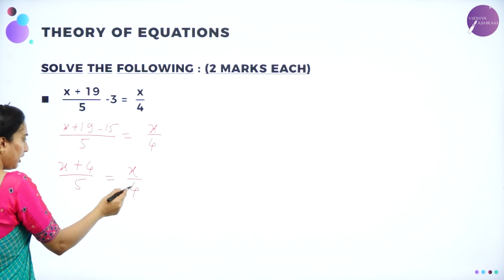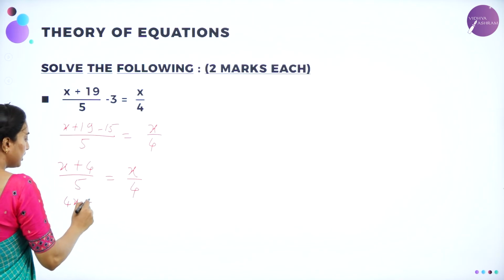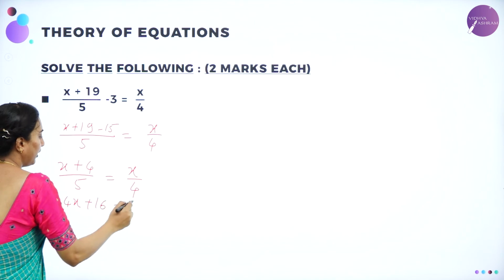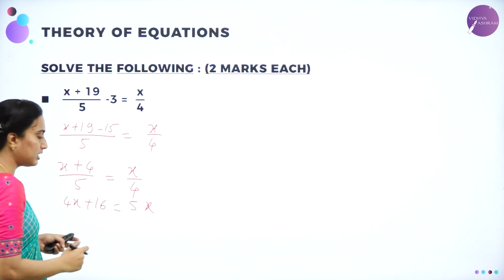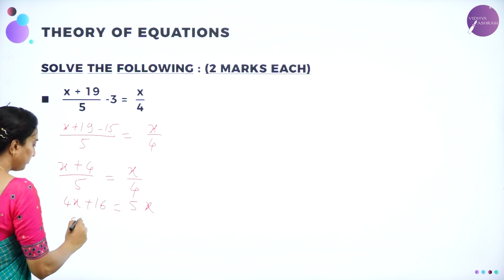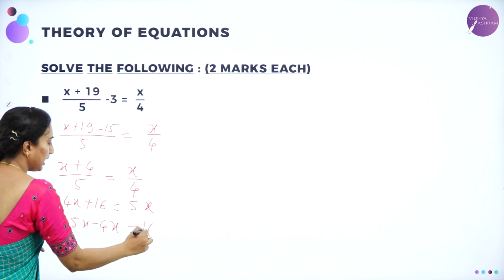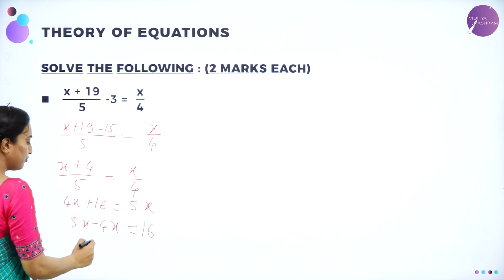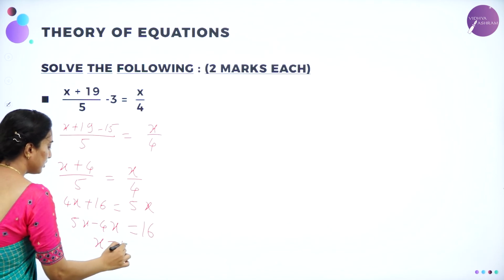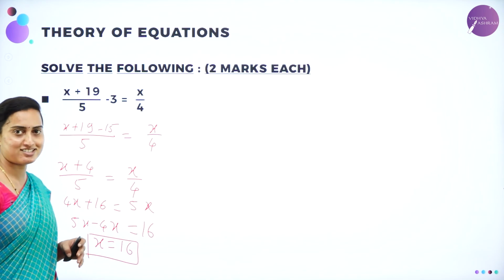Now cross multiplying: 4 here, 5 here. 4 into x is 4x. 4 4s are 16, is equal to 5x. Now taking 4x to that side, keeping 16 as it is. So 5x, with 4x that side, minus 4x, is equal to 16 as it is. One step I am skipping here. So 5x minus 4x is x, which is equal to 16. That's it, yes. So this is the value of x.